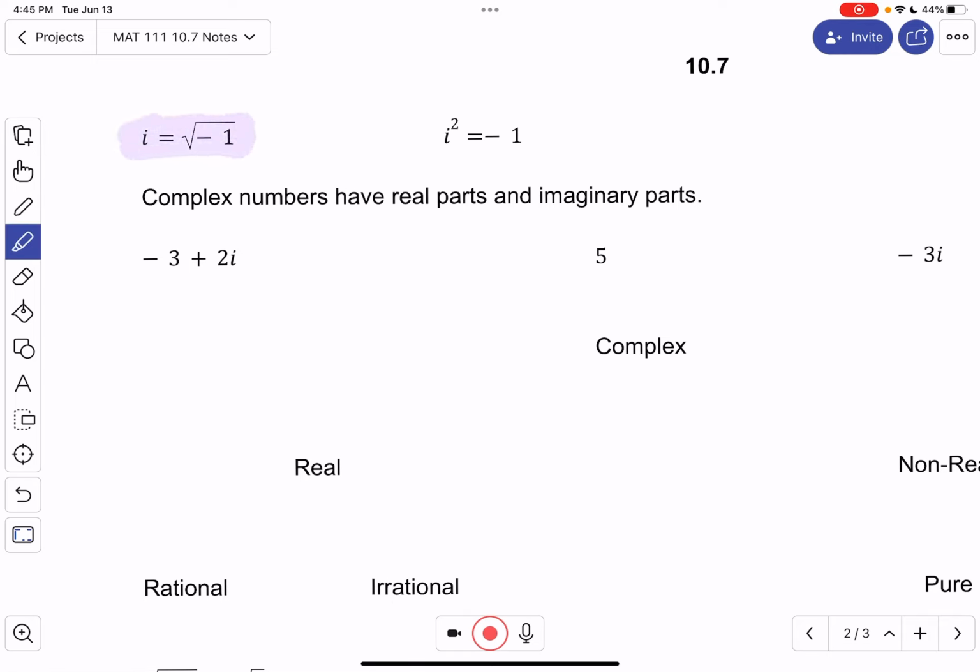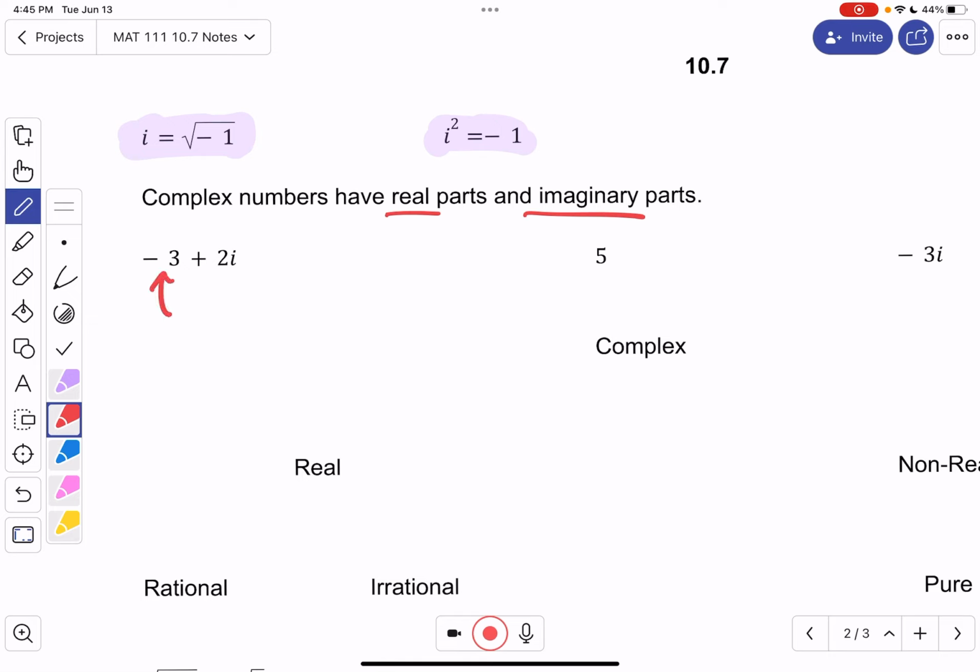They said, we're going to call this number i, and it's going to be equal to the square root of -1. When you square both sides, you get i squared equals -1. So that is the definition of i. Complex numbers have real and imaginary parts. That's what makes them complex.